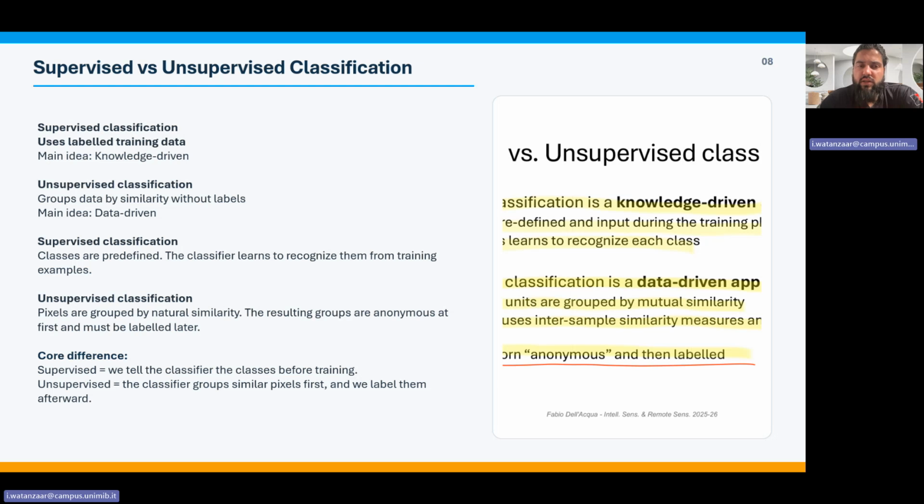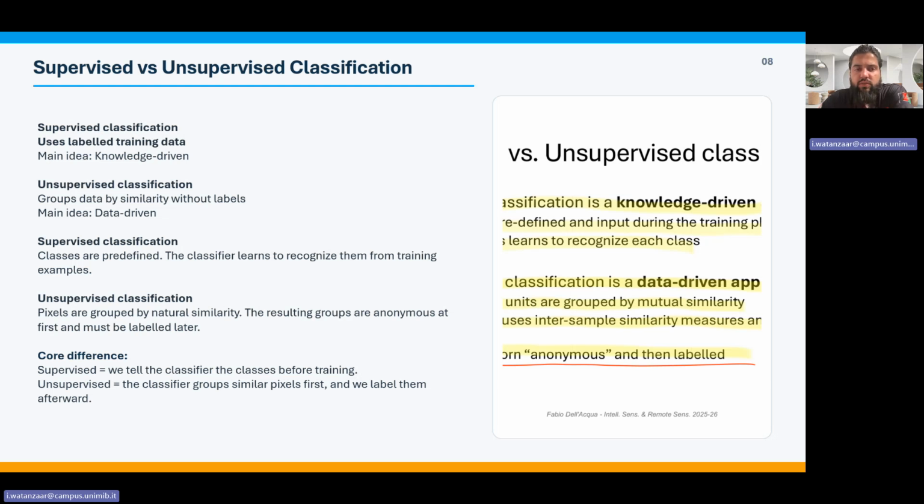In unsupervised classification, pixels are grouped by natural similarity. This is really important: similarity-based classification. Here the model learns from the exact input data by its similarity. The resulting groups are anonymous at first. When this unsupervised operation is happening, initially the groups are anonymous. I mean, they don't have any name, or it is not confirmed to be a class or not. As it moves further, scanning or classifying further data, the classes can be confirmed and must be labeled later. They are labeling later because initially they are looking for similarity-based classification of pixel values.